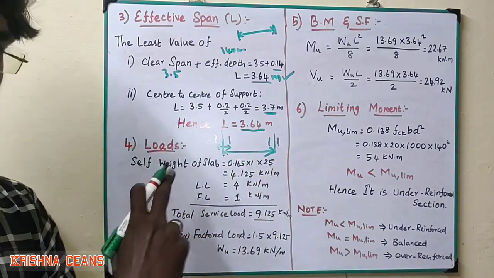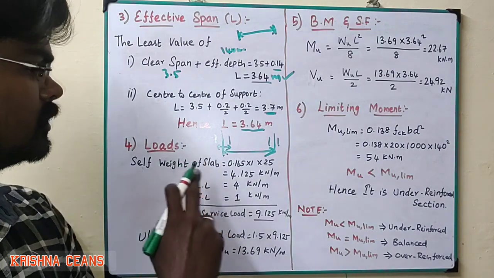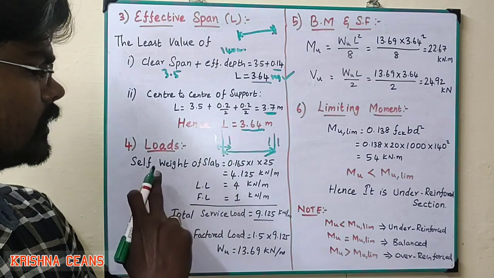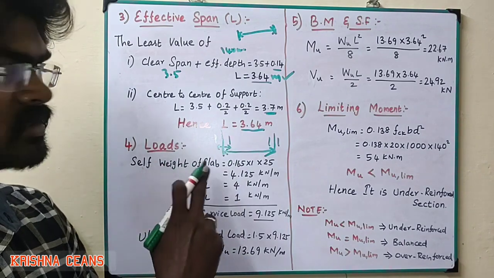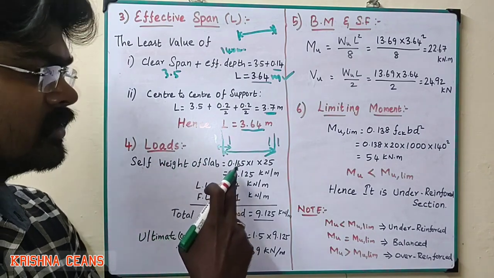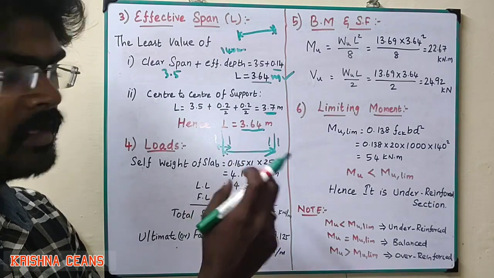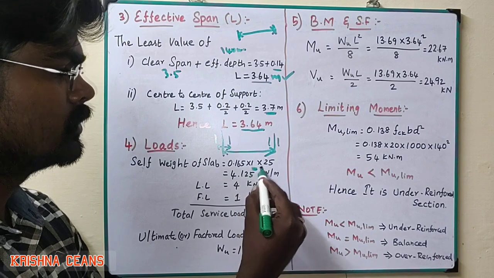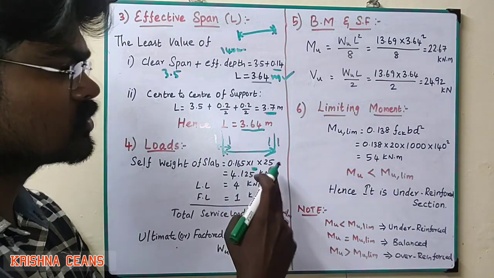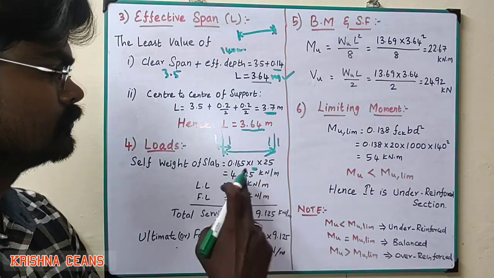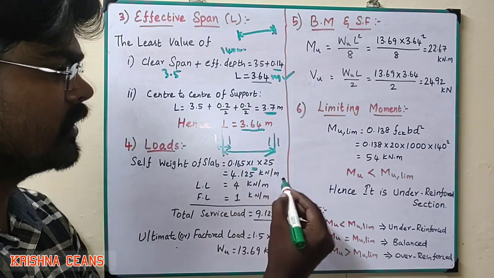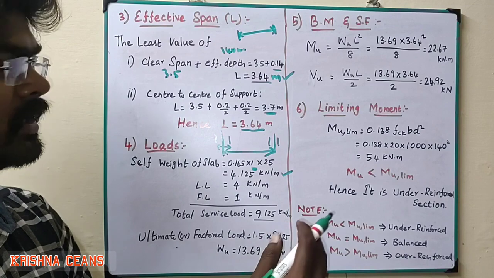Step number 4, we are finding the load acting on the slab. So first of all, dead load. Dead load is nothing but the self weight of the slab. So self weight of the slab is overall depth 0.165 meter. Then we always design for 1 meter, so 1. Then unit weight of concrete is 25 kilonewton per meter cube. So that is 4.125 kilonewton per meter.